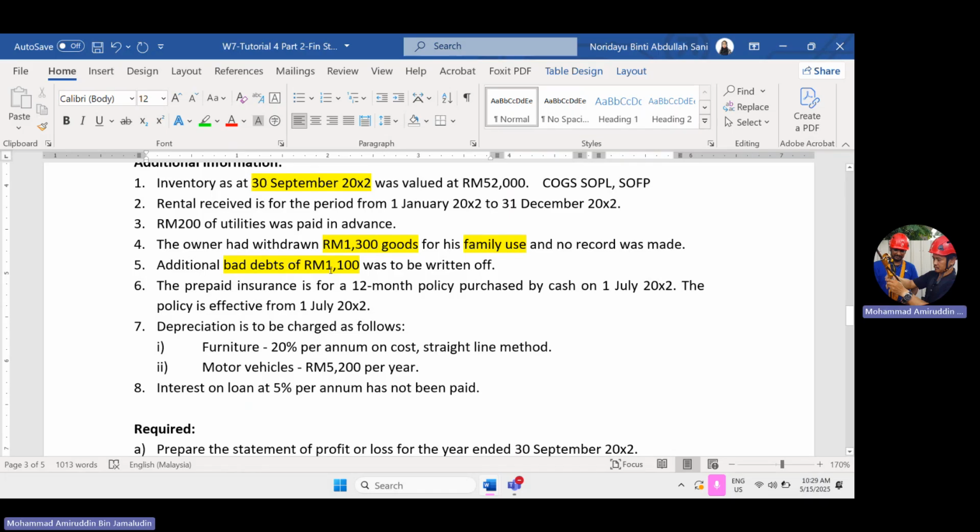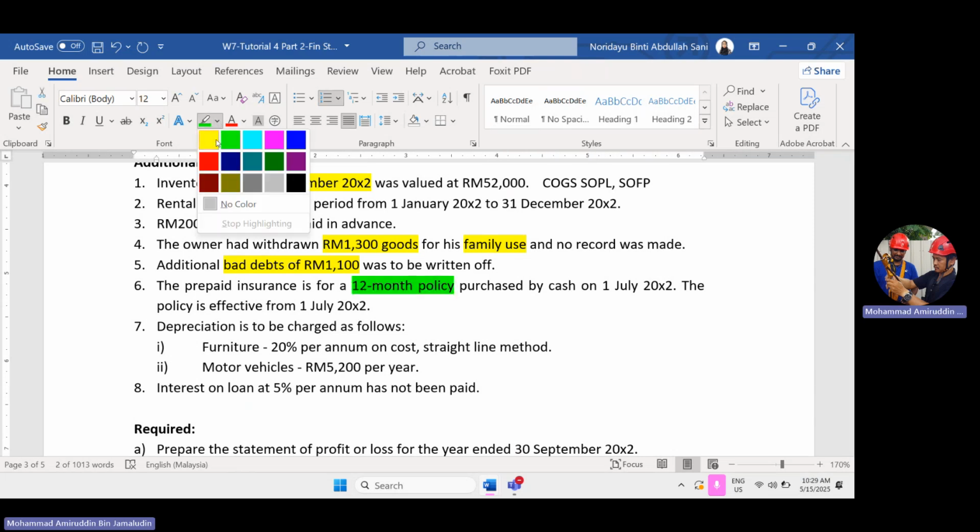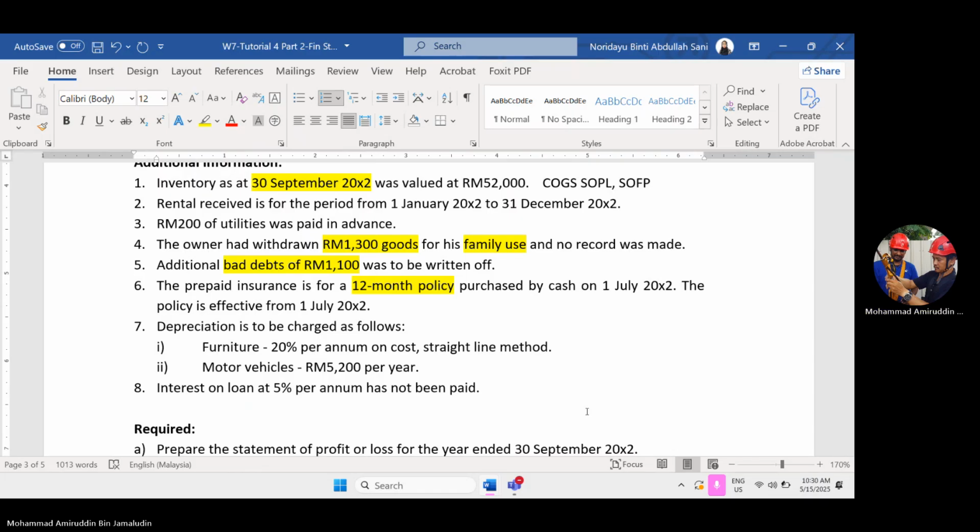So now, the prepaid insurance, meaning you pay in advance, is for 12 months. So we need to adjust accordingly. Out of the 12 months, we only charge 3 months to our prepaid insurance. So what are these 3 months? This is your expenses, which is your insurance expense. Can you follow me? We have prepaid insurance of 12 months, but it just covers 3 months. So 3 months we charge to our expense. So another 9 months, what happens?